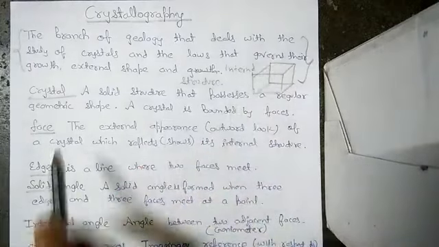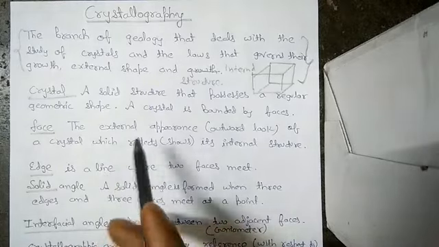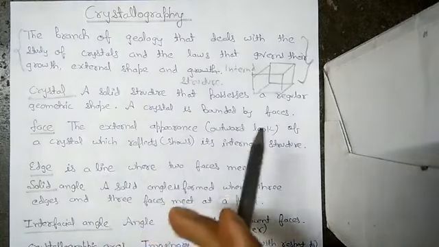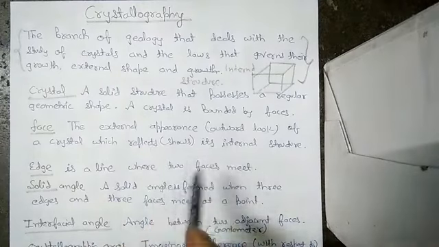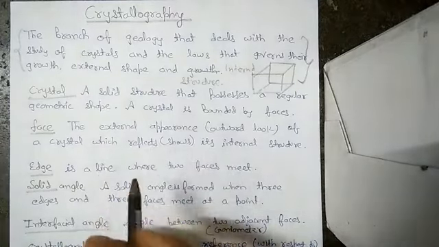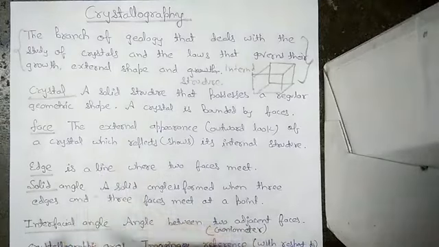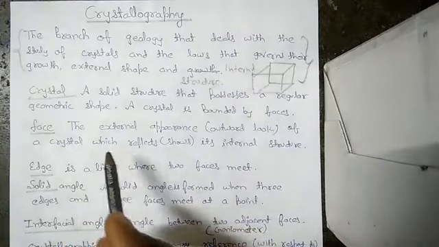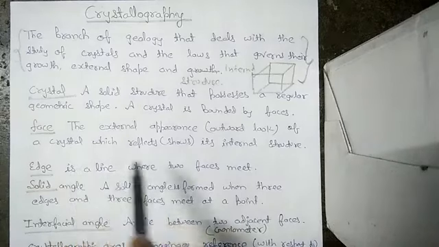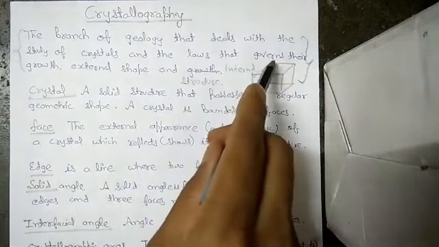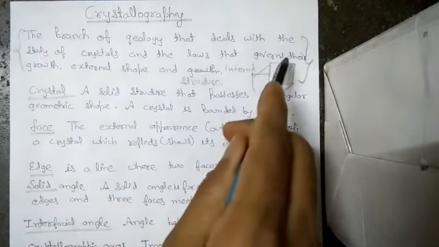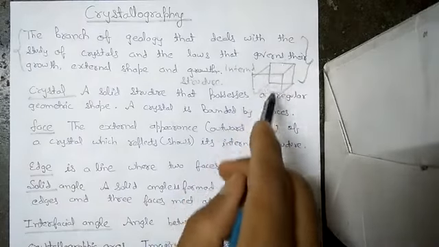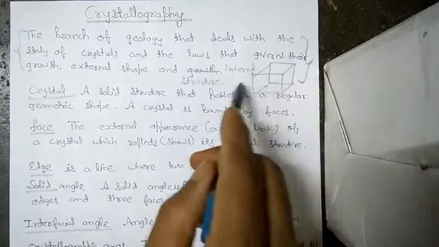What is a face? A face is the external appearance of a crystal which reflects its internal structure. It is basically the outward look of a crystal which shows the internal structure of the crystal. That is called a face. What is an edge? An edge is a line where two faces meet. Suppose this line: this upper face and this downward face are meeting at this line. So this is called an edge.